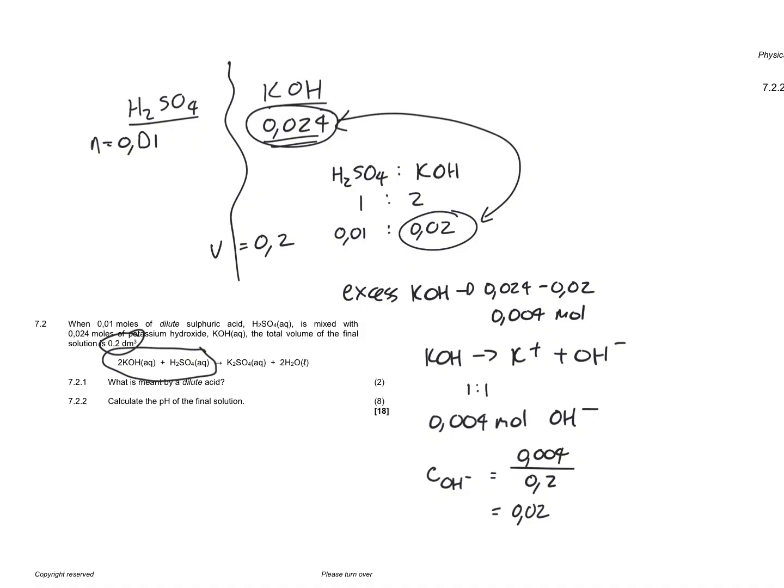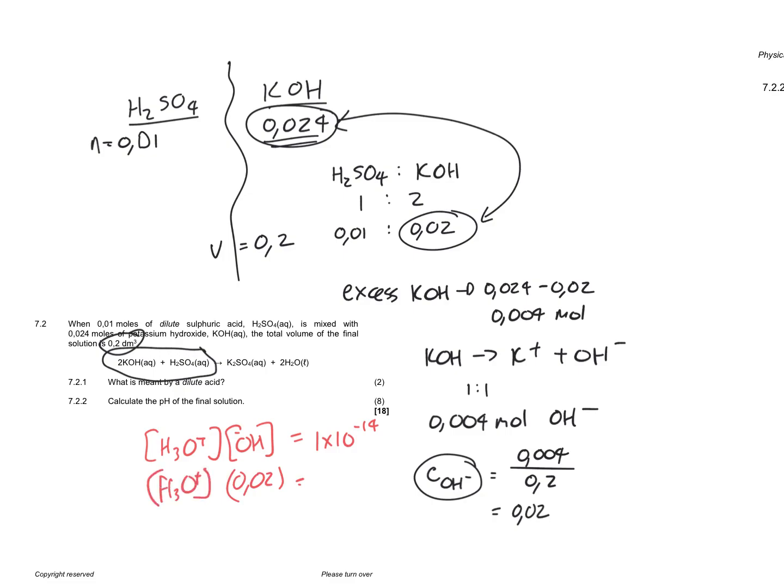Now we have a concentration of OH minus. And what we do with that is we use this formula. H3O plus times OH minus is 10 to the negative 14. Well, sorry, they don't write it like that. It's 1 times 10 to the negative 14. So those two multiplied together gives you 1 times 10 to the negative 14. That one is 0.02. So you can work out the concentration of H3O plus, which makes it 5 times 10 to the negative 13.